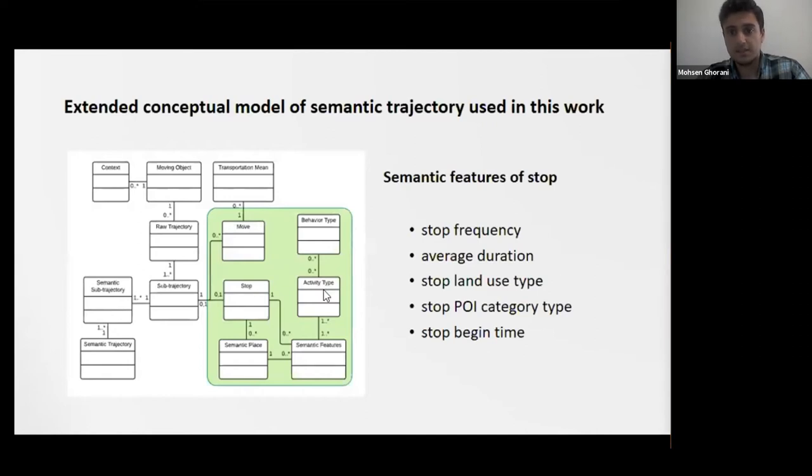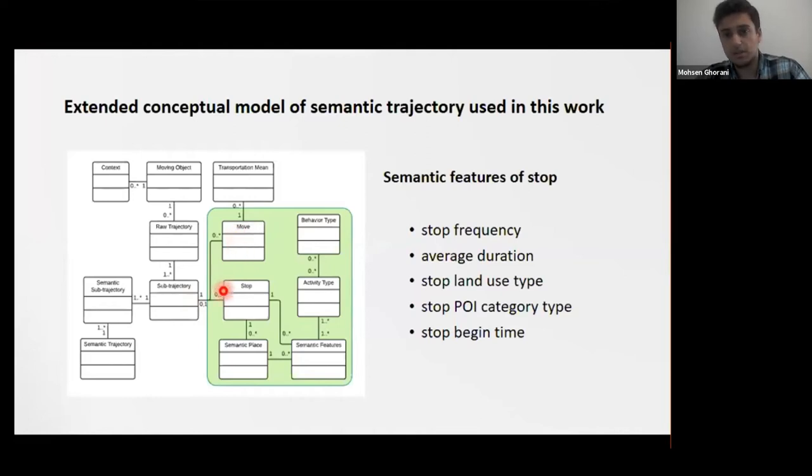This figure is an extended conceptual model of semantic trajectory. The aim of this model is to represent the concepts and relations of the movement domain where trajectory data and semantic movement patterns are to be interpreted aligned with their activity types. The conceptual model contains information related to moving object, raw trajectory, sub-trajectory, semantic sub-trajectory, and a new part, as seen in the green box, which contains information such as semantic place, stops, moves, semantic features, activity types, and behavior type.